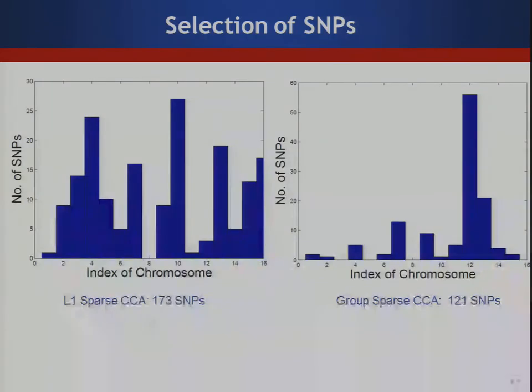If you use the L1 sparse CCA, you get 173 SNPs, but across almost every chromosome. But if you use the group sparse CCA, you get 121 SNPs, concentrated on the 12th and 13th chromosomes. Now we are collaborating with some biologists to further verify this and carry out more meaningful biological observation. All the SNPs here are concentrated on chromosomes 12 and 13.